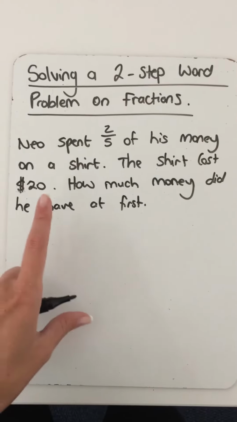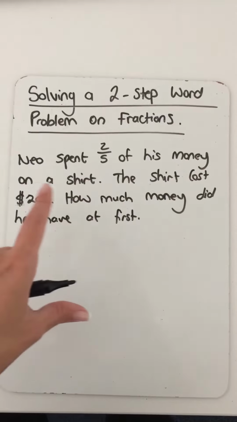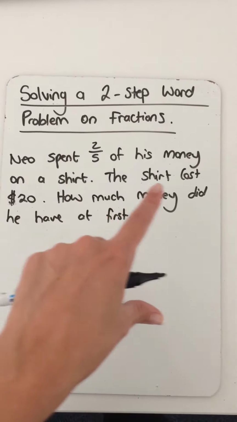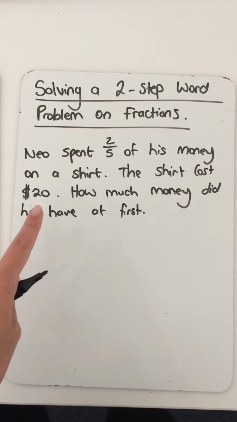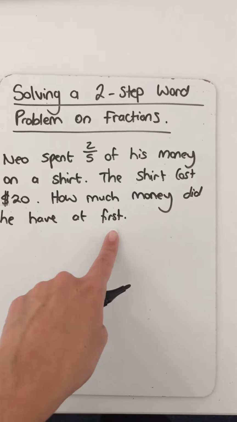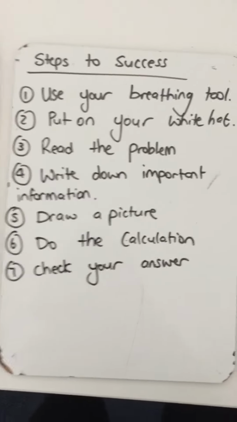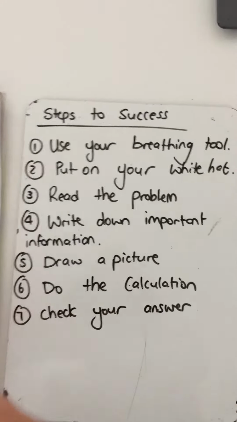This is the problem that we have. Newell spent 2/5 of his money on a shirt. The shirt cost $20. How much money did he have at first? So we've read our problem. Now we need to write down what the important information is.